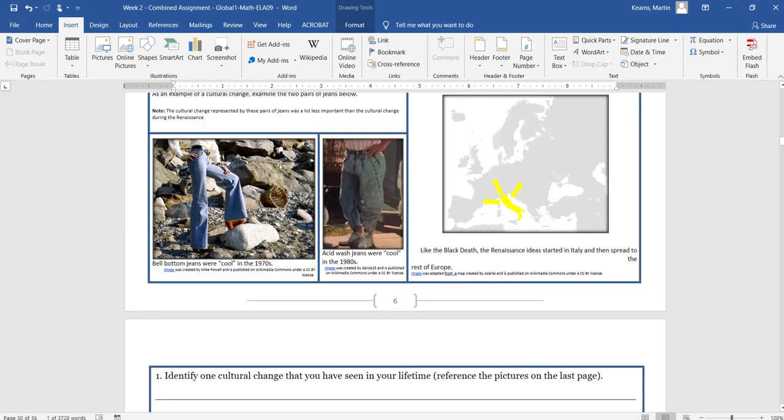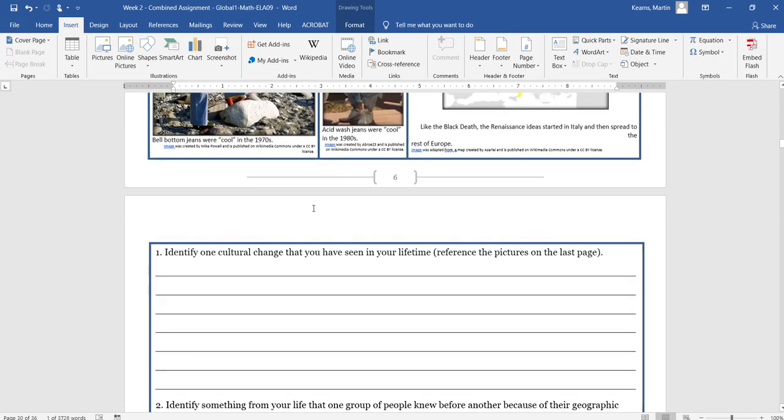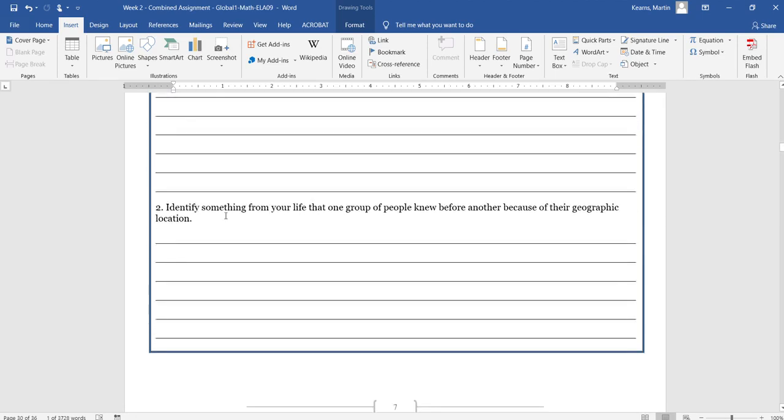So what's one maybe a bit of clothing. You can think about music. You can think anything pop culture. What's one major change in culture that you guys remember? The second question is to identify something from your life that one group of people knew before another because of their geographic location.